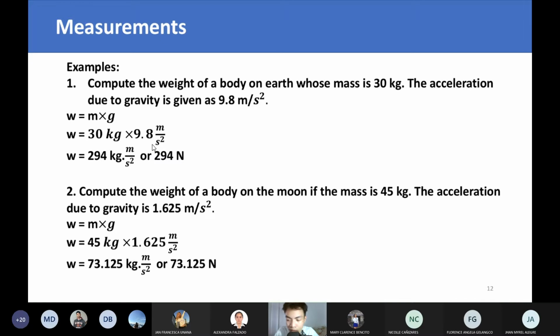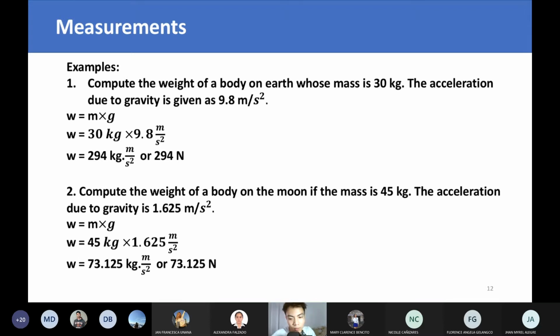So, suppose yung body na yan, dalhin natin sa Mars. Google ko kung ano yung acceleration sa Mars. Gravitational. Sa Moon na lang. Ang layo ng Mars eh.